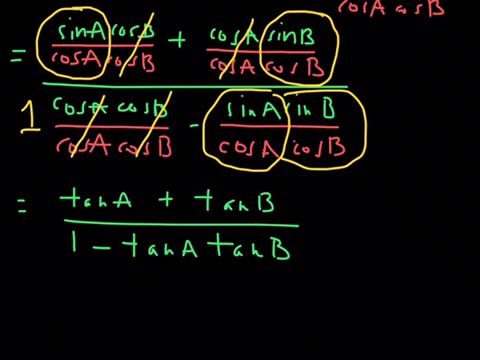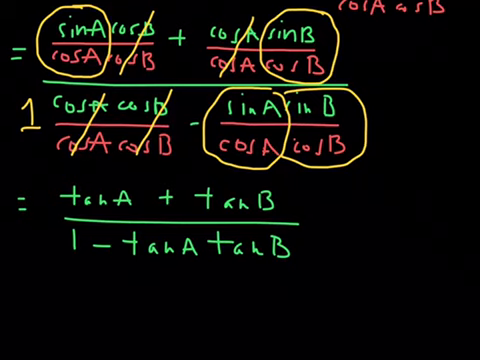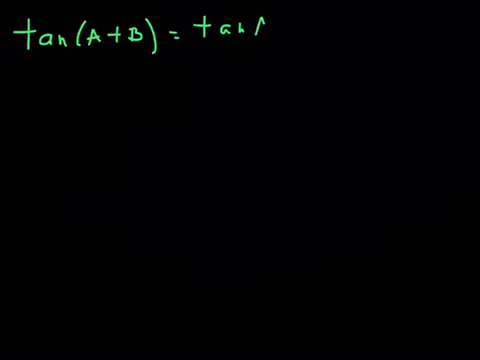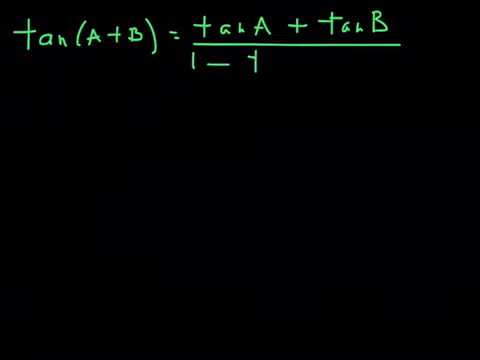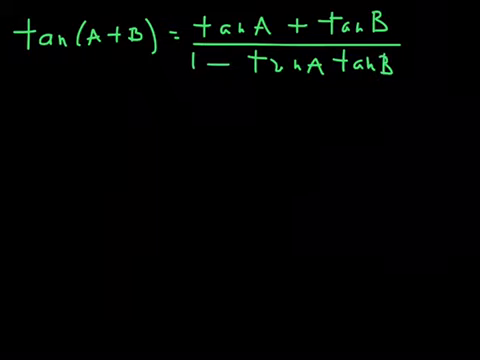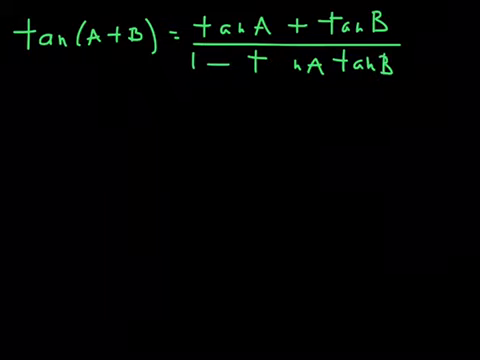Here, let me rewrite it for us. Tangent, this is what you and I just figured out. The tangent of A plus B is equivalent to tangent of A plus tangent of B. All that over 1 minus tangent of A, tangent of B, like that. A little sloppy right here. Let me fix that for you. So this is tangent of A, tangent B.